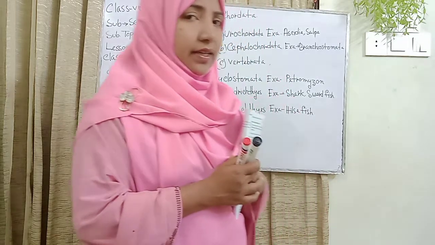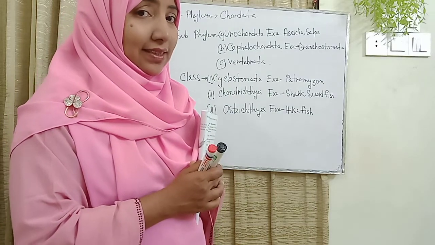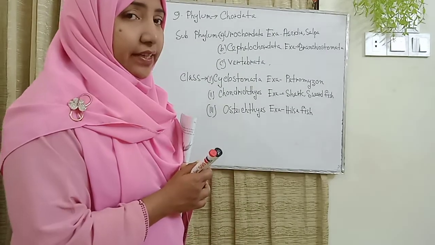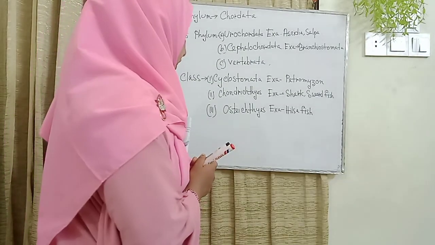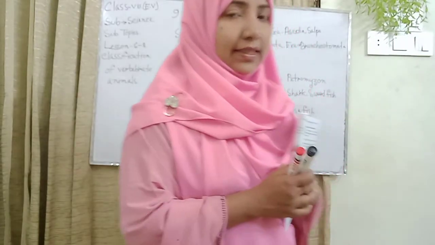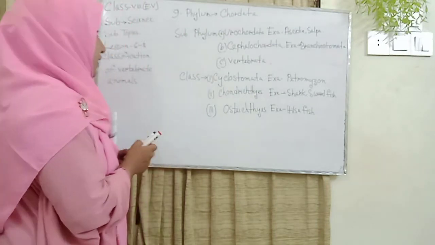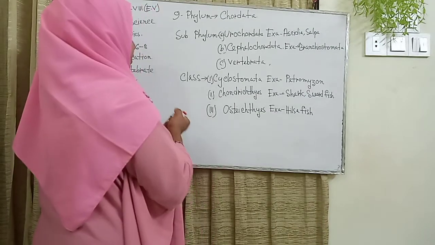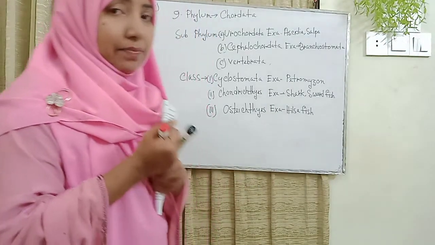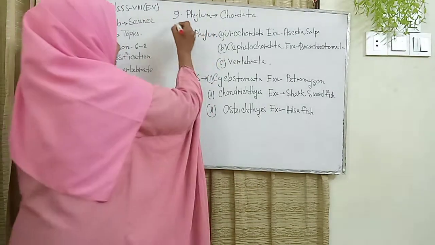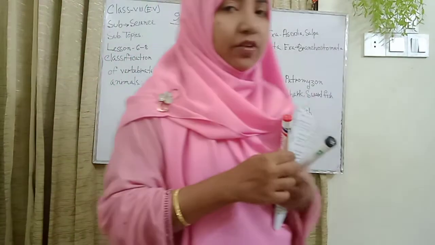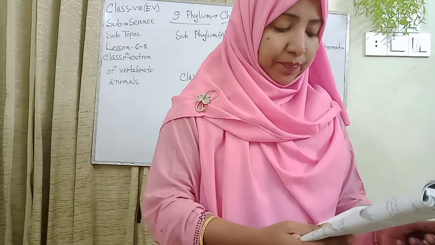Here's the Vertebrata. There are also 7 classes. First is the Cyclostomata. Second is the Chondrichthyes. Third is the Osteichthyes, and then Amphibia, Reptilia, Aves and Mammalia. Today I just explain the first structure, the phylum, a very important structure, and also the classification of vertebrate animals. The phylum is the Chordata, and I just explained the chordate animals.